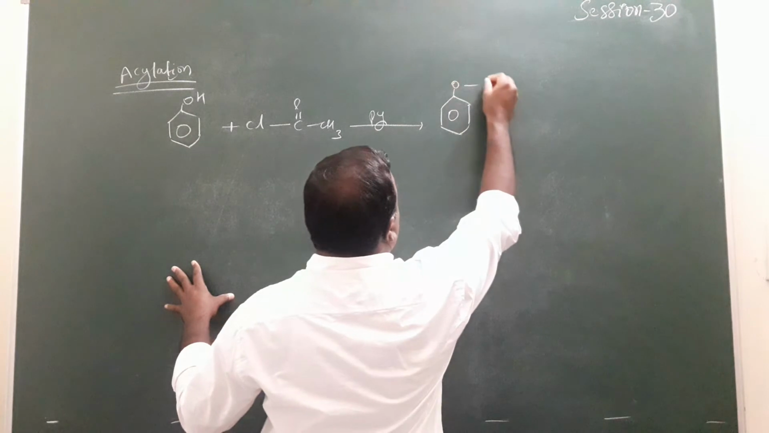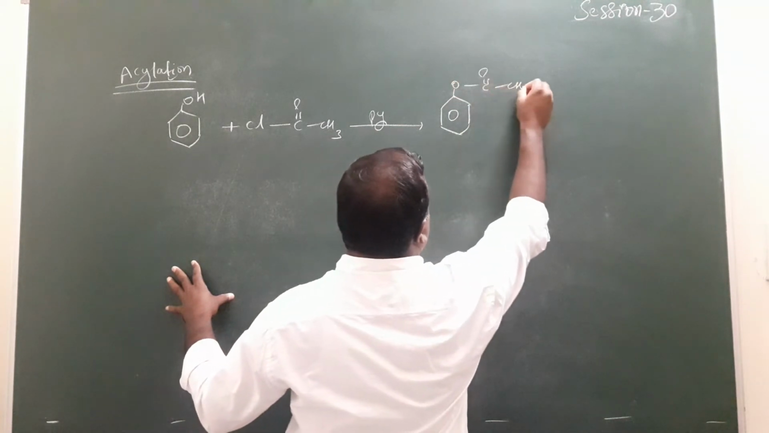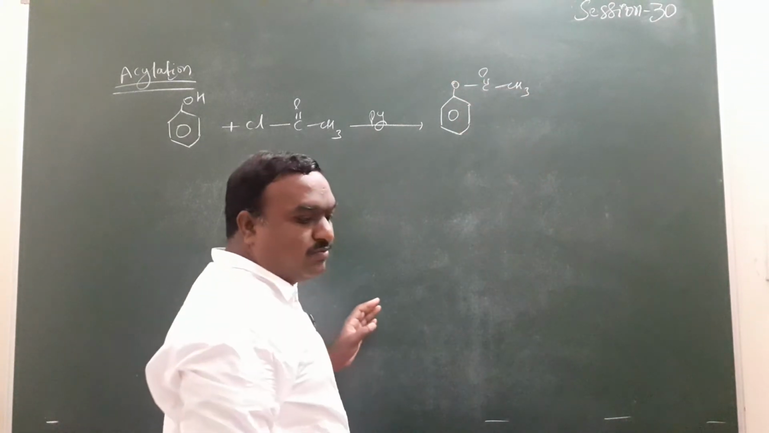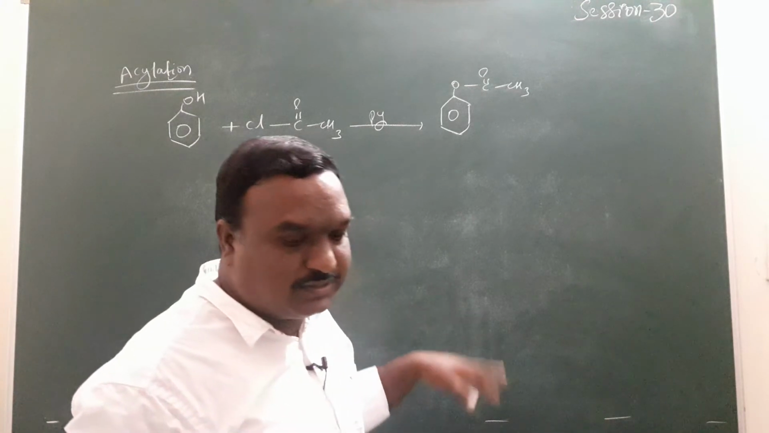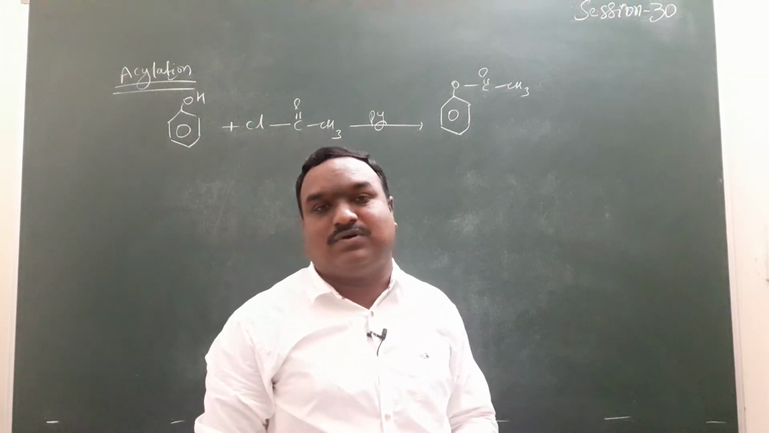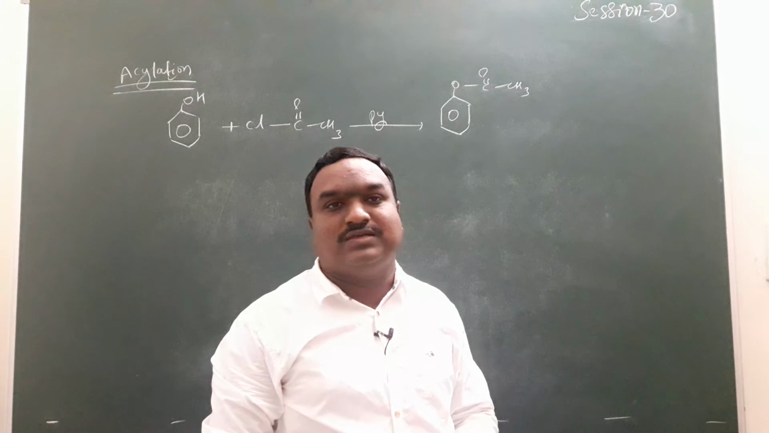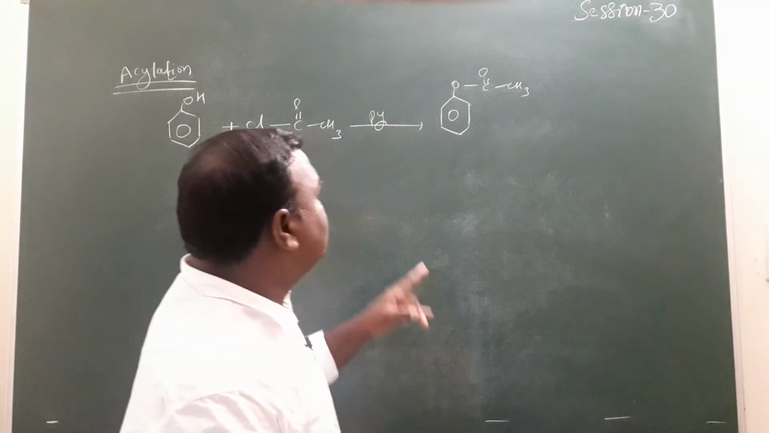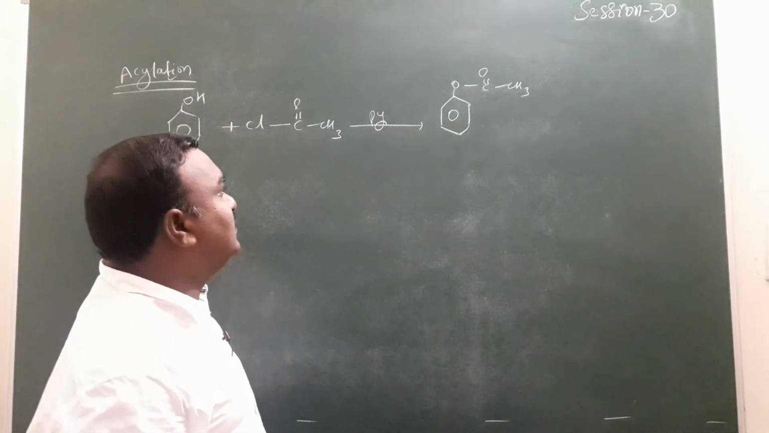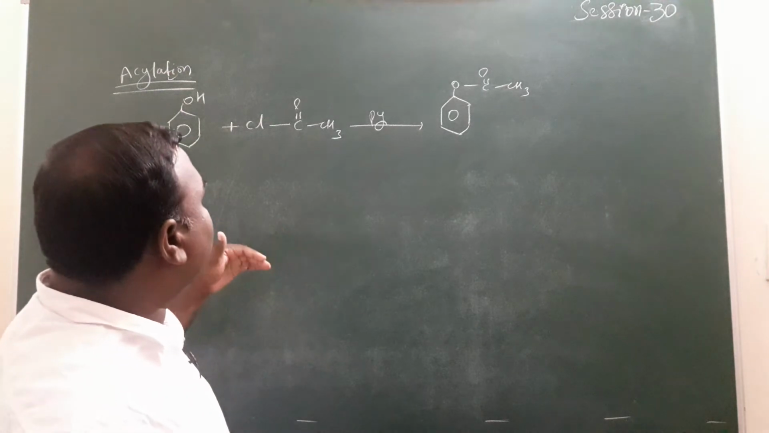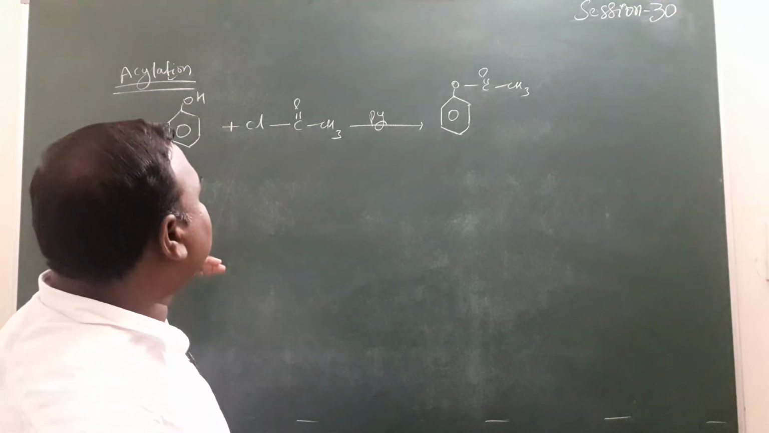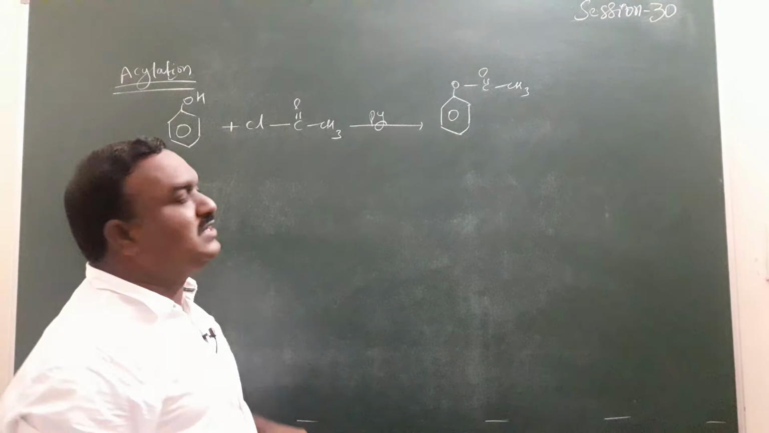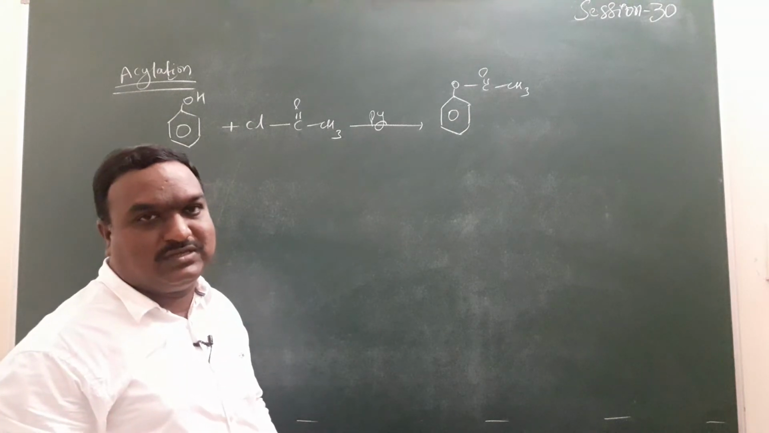Here O, C double bond O, CH3 is formed. Phenyl acetate is formed here. This is the way to write that product. Since an acyl reactant is involved in this reaction, it is generally called an acylation reaction.